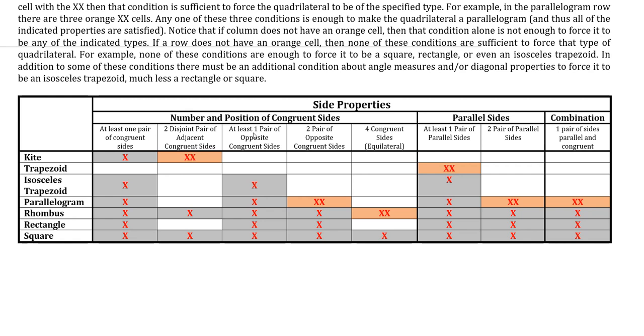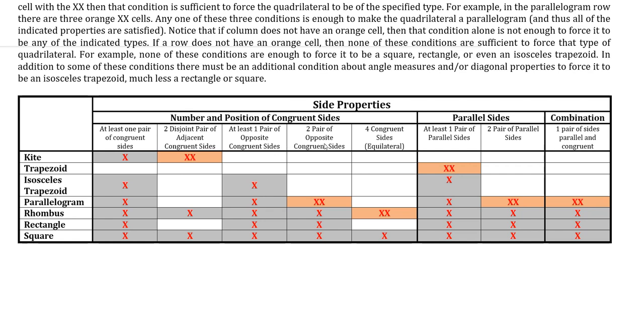Now, we could also have at least one pair of opposite congruent sides. Well, an isosceles trapezoid has that. So does a parallelogram. And of course, any kind of parallelogram, like a rhombus, rectangle, or square, will also have that property. But notice these are the gray background, so those are not enough to make them this. So just because you have a pair of opposite congruent sides, it's not enough to make it an isosceles trapezoid or, say, a parallelogram, for example.